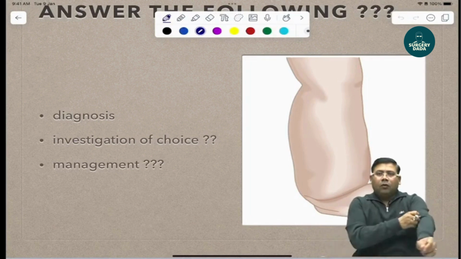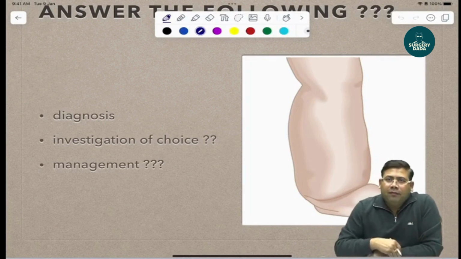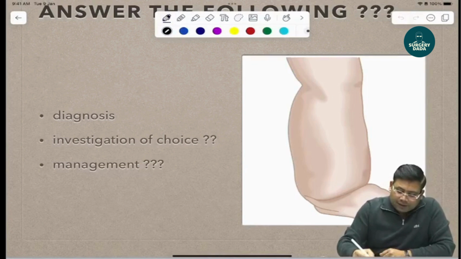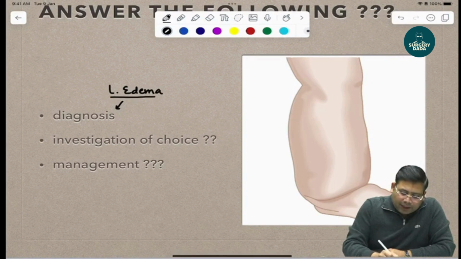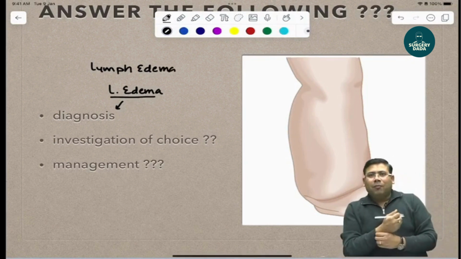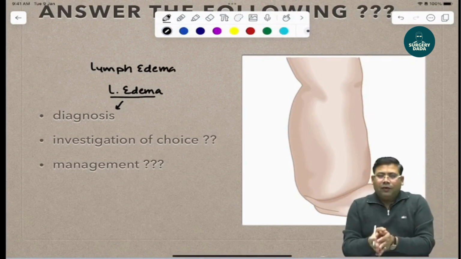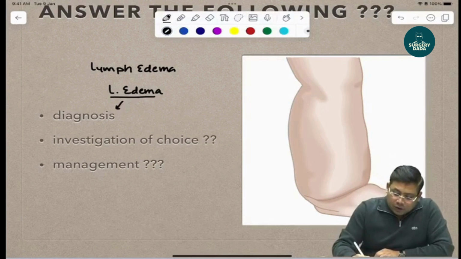Okay, so what are we looking at? We are looking at lymphedema. So let us quickly discuss. The diagnosis that we have is lymphedema. So lymphedema, I am writing L-edema. So this is lymphedema and resulting in lymphedema. The next very important thing is, what are the features? How did you diagnose this? Can you see the classical features?